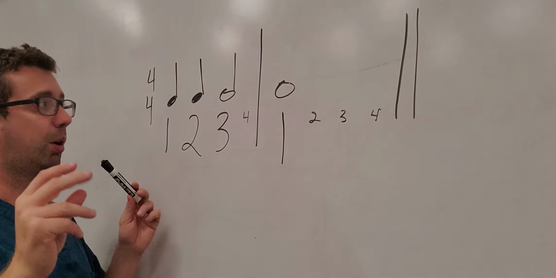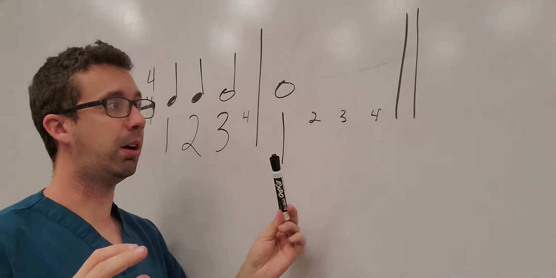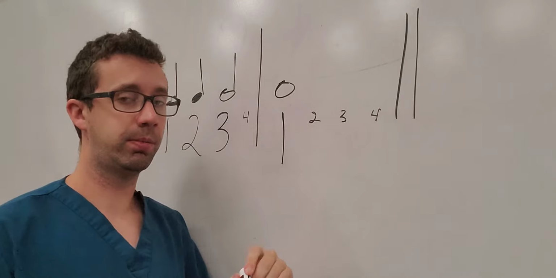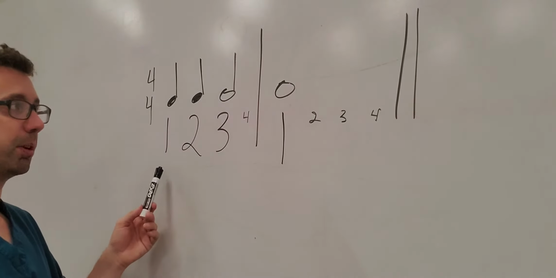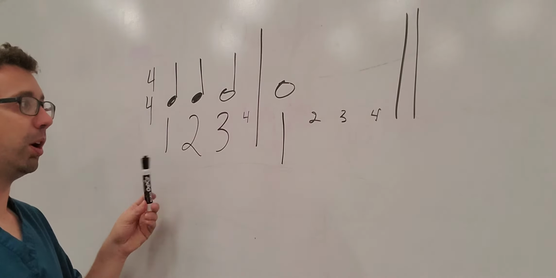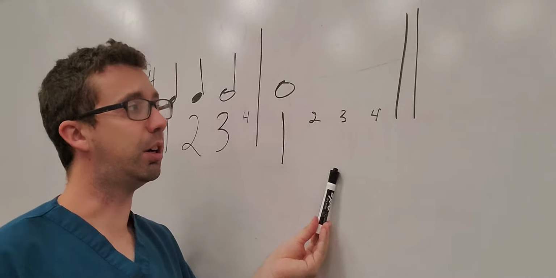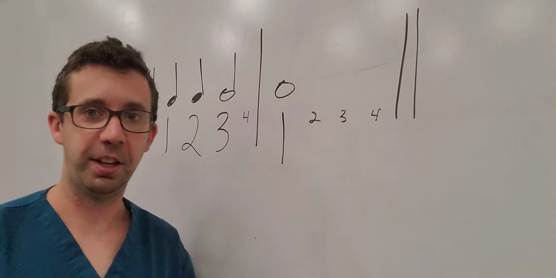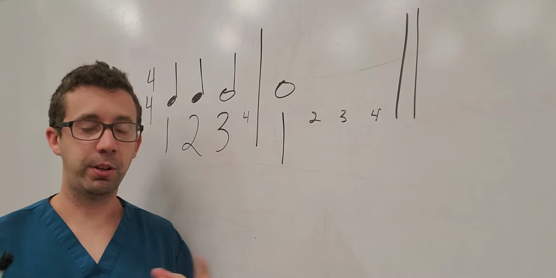Here we go. 1, 2, 3, 1. Once again, and you can count with me this time. Ready and go. 1, 2, 3, 1. And that's it. So those are whole notes. So now you can count quarter notes, half notes, and whole notes.